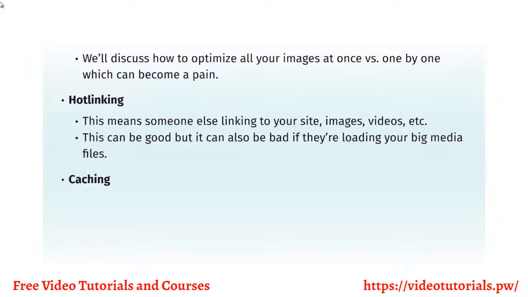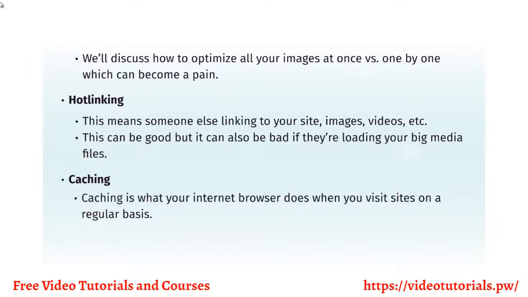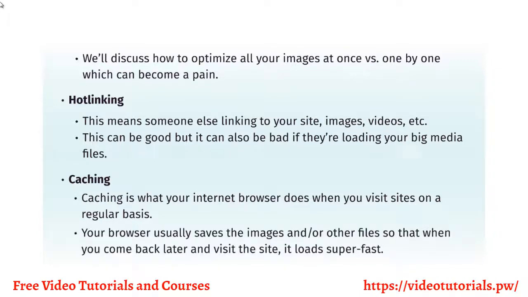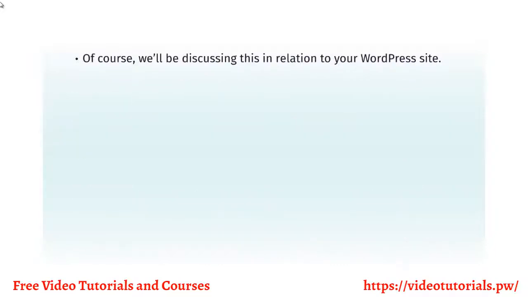The next thing is caching. Caching is essentially what your internet browser does when you visit sites on a regular basis, and then your browser usually saves tons and tons of images and other files, HTML files and CSS and other files, so that when you go back to that website at a later date, it's already sitting on your computer and therefore it loads super fast. So you can do the same thing with WordPress, but you need to tell it to do it a certain way. And of course, we'll be discussing this in relation to your WordPress site and all of that.